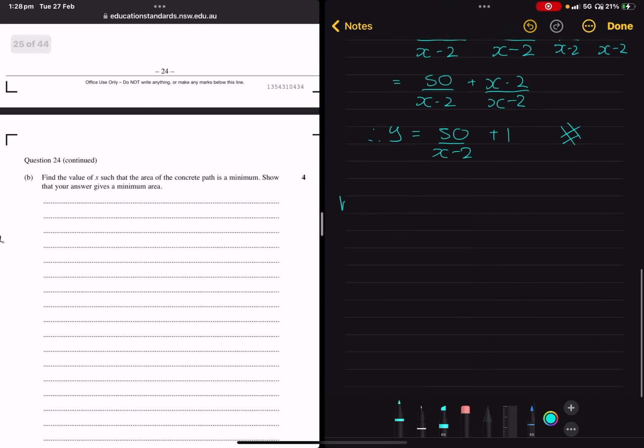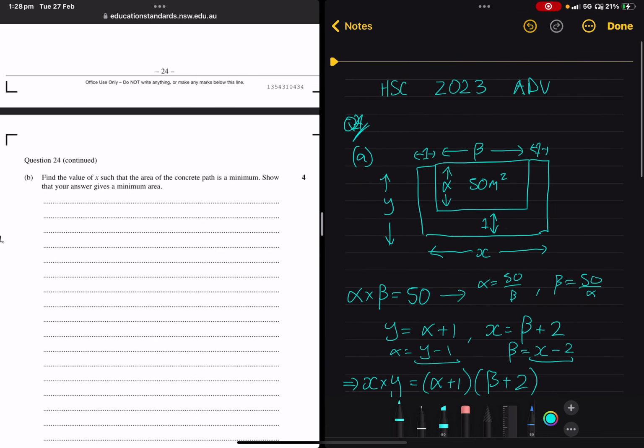Part B then asks us, find the value of x such that the area of the concrete path is a minimum. Show that your answer gives a minimum area. Okay, so we've just been told y is equal to 50 over x minus 2 plus 1. This is the height, or the upwards metric for the measurement of this particular yard. And so we need to think about this in terms of the area of the path and in terms of the area of the garden.